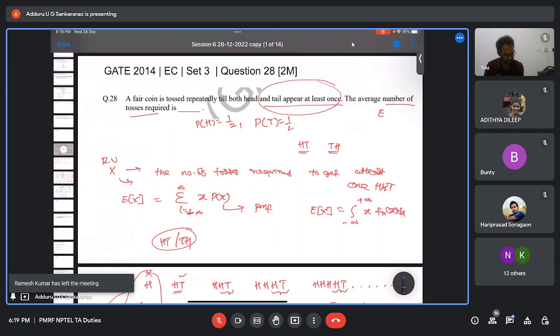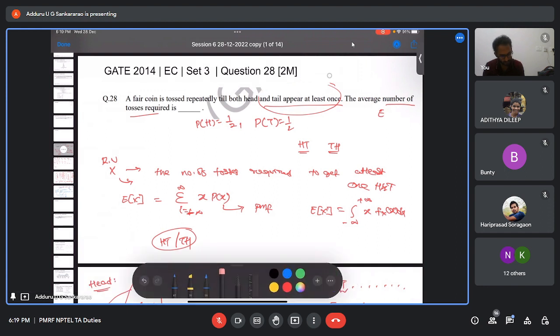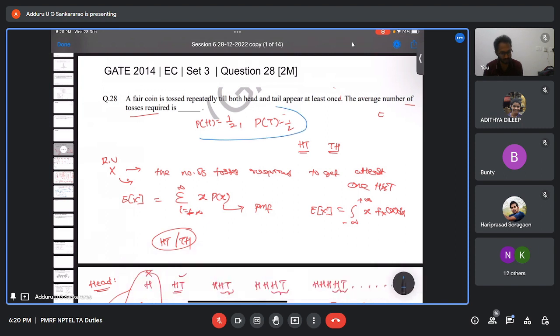So the question is as follows. A fair coin is tossed repeatedly till both the head and tail appear at least once. So the average number of tosses required: you take a fair coin. Fair coin means probability of head equals probability of tail equals 1 by 2, equal probability. Now you have to toss it repeatedly until at least once both head and tail come. That means when you're tossing first time, second time, third time, fourth time, you should get a head followed by a tail, or a tail followed by a head. That's what we require. So we need to find out the average number of tosses required.